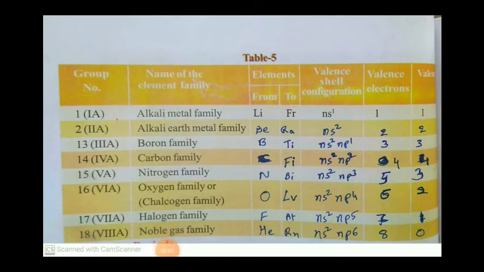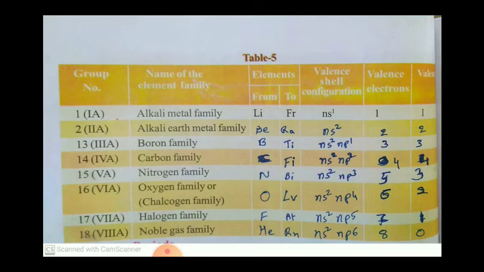If the element has less than 5 electrons, its valency is equal to the number of electrons in the valence shell. That's why for the first group elements there will be 1 electron in the valence shell and its valency is also 1. The second group is called the alkaline earth metal family. Its valence shell configuration is ns2 and the electrons in the valence shell are 2. Its valency is also 2.